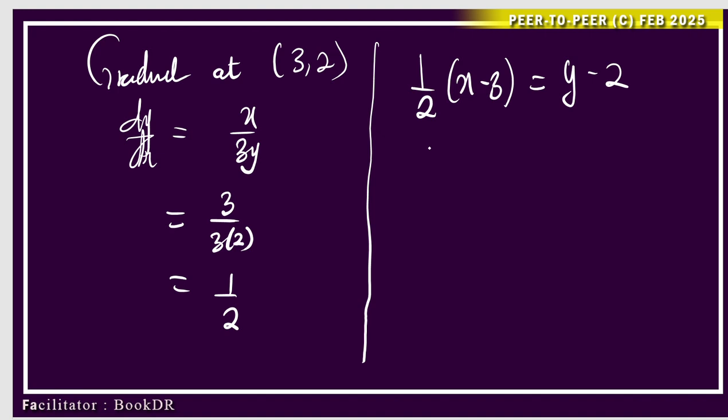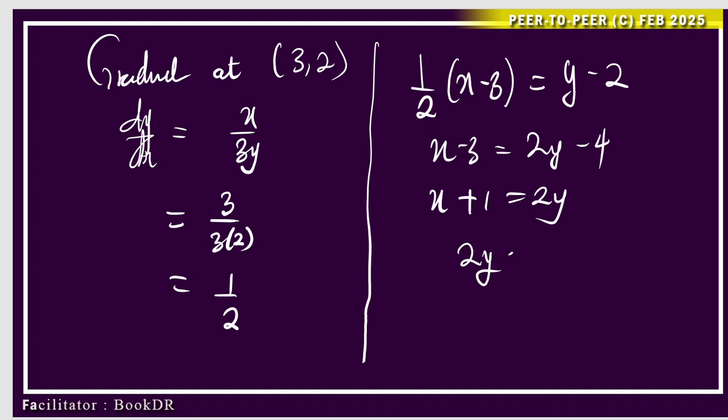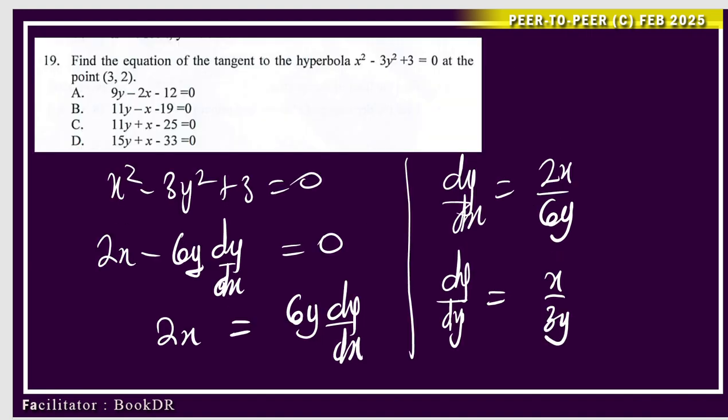Then clearing fractions, x minus 3 is equal to 2y minus 4. Collect like terms. X will come here to become plus, and that will yield positive 1 is equal to 2y. So 2y is equal to x plus 1. So we should expect something like this or its equivalent. Let's see. We're not getting anything like that. So let's quickly glance through our calculations and see.